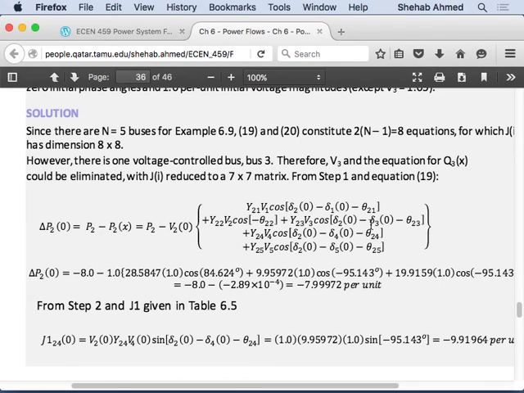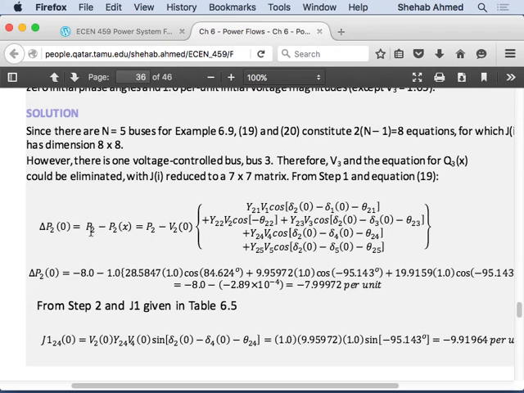It's 1 term, 2 terms, 3 terms, 4 terms, and 5 terms: Y21, Y22, Y23, Y24, and Y25. So this is the expanded summation. Then we have to substitute with the values for the admittances, voltages, and angles. Which Y's were 0? Yeah, 2,1 and 2,3. Two of them were zeros, right? So that's why you will find that this is only 3 terms.